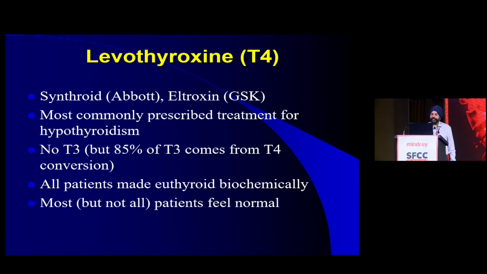Now the most common treatment given for primary hypothyroidism is levothyroxine or T4 that is available across many brands. T3 is not given, but 85% of the T3 comes from T4 conversion in the periphery. And all patients are made euthyroid biochemically. Most but not all patients feel normal.